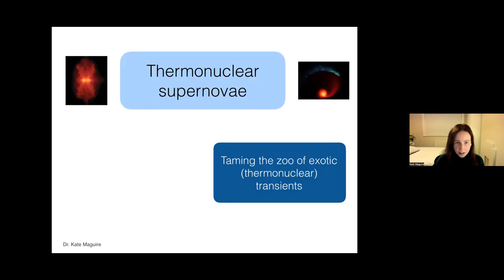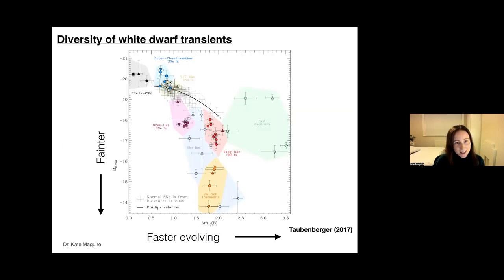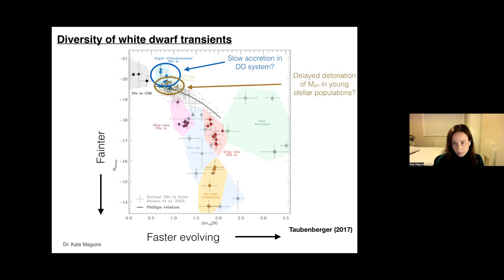Okay, I'll move on then, just in the last 3 minutes, to the exotic transients. I don't have time to go into great detail on this, and I didn't think I would. But I actually think we've made a lot of progress on explaining the more unusual transients. I think we're worst at explaining the normal 1As, but much better at explaining the unusual ones. So I don't have time to discuss it all, but with the super Chandras, I think we've got a good idea. This is probably slow accretion in a double degenerate system.